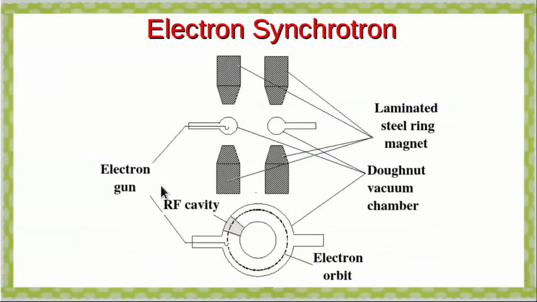So this is a schematic of the electron synchrotron. These represent the laminated steel ring magnet. This is the donut shaped vacuum chamber. So we have an electron gun which is the source of electrons. Then at one particular location we have an RF cavity where the standing waves, electromagnetic radiations, accelerate the electrons. And this of course is the electron orbit.